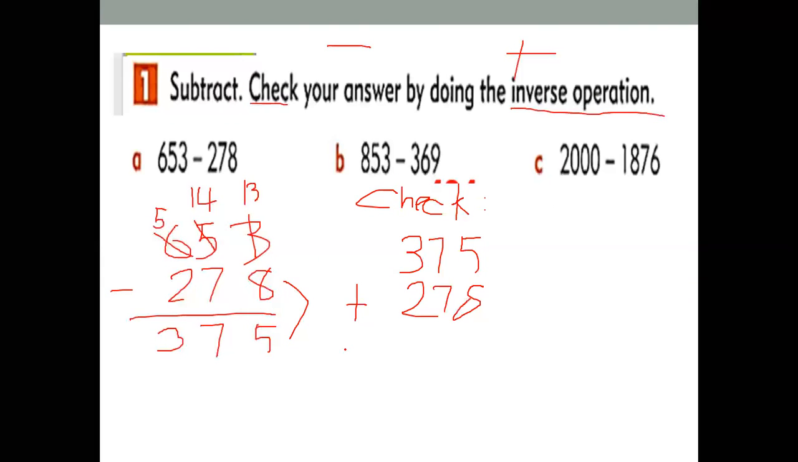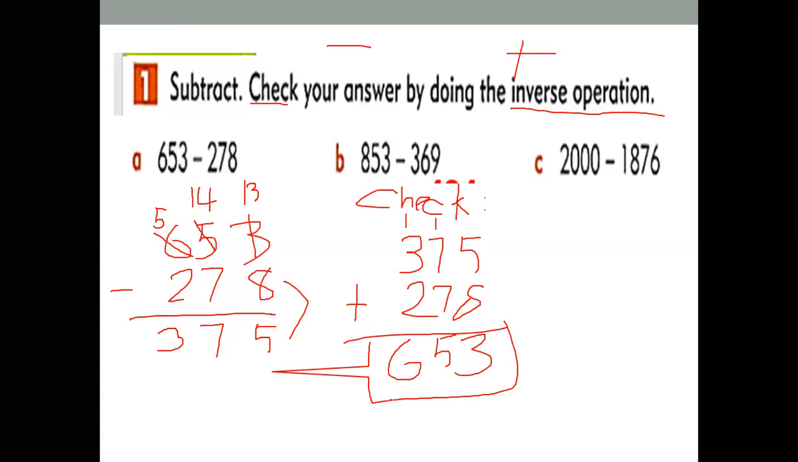Now let's add. 8 plus 5 is 13. Carry 1. 7 plus 7 is 14 plus 1 is 15. Carry 1. 1 plus 3 plus 2 is 6. Now, if you could see now when we check 653, to check here, the first number, we got it correctly. Therefore, our answer 375 is correct. This is how to check.